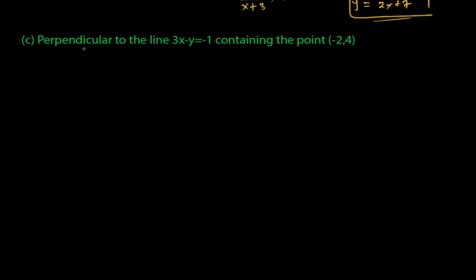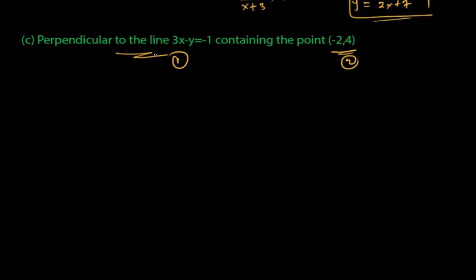Now also here we are told to find the equation of a line such that it satisfies these properties. Now what are those properties? The first is that it is perpendicular to the line 3x minus y equals 1. So this is the first condition, and then it also passes through this point here, -2, 4. That is the second condition.